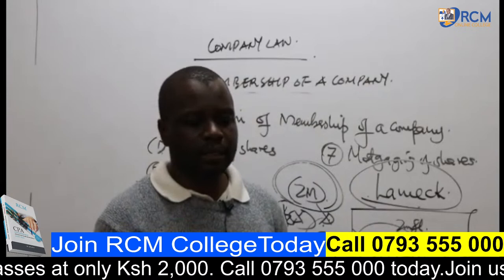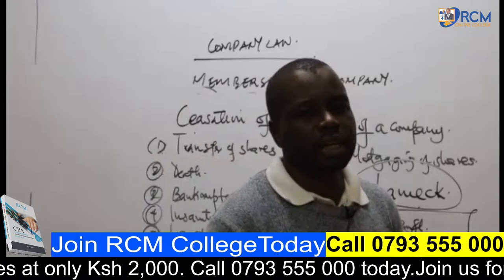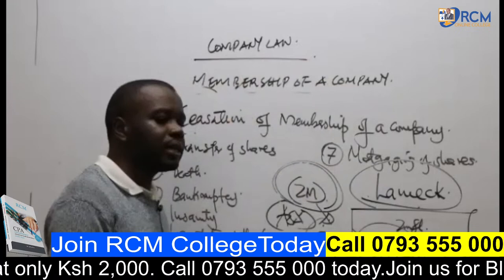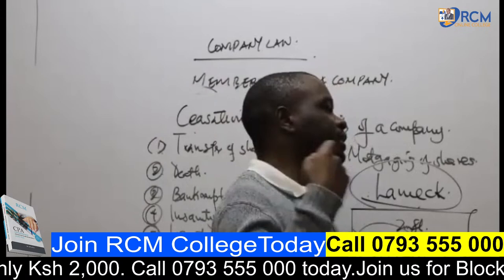So there are usually two parties under mortgaging of shares, the mortgagor and the mortgagee. The mortgagee is the lender. The mortgagor is the borrower.